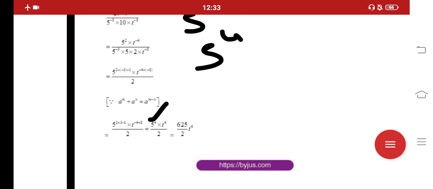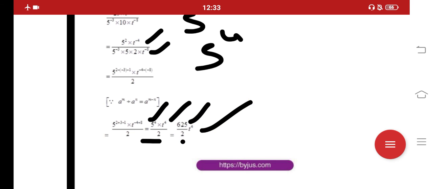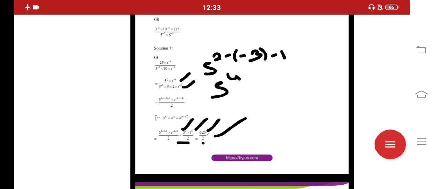Similarly for 2 to the power minus 4, and here also minus 8, so here also we are getting 2 to the power 4, divided by 2. At last, when we multiply 5 four times, we are getting 625, and here 2 to the power 4 as it is. So this is how by applying different identities we can easily solve this exercise 12.1 of chapter 12, which is exponents and powers. So thank you students for watching this video till the end.